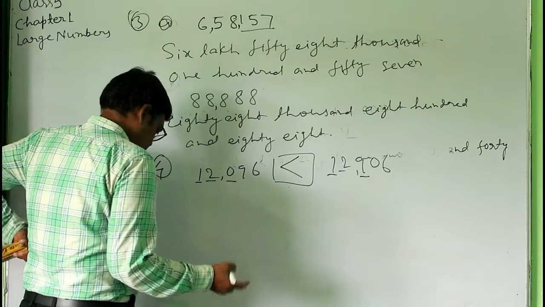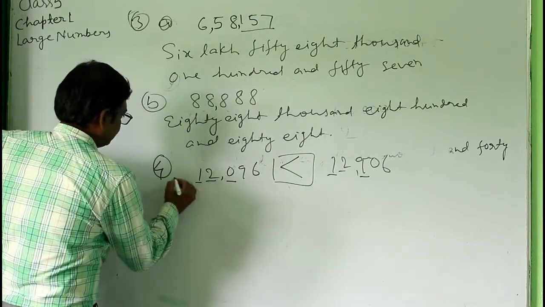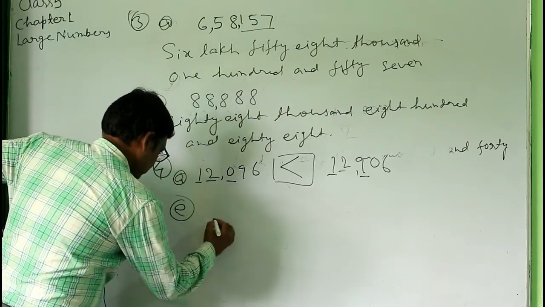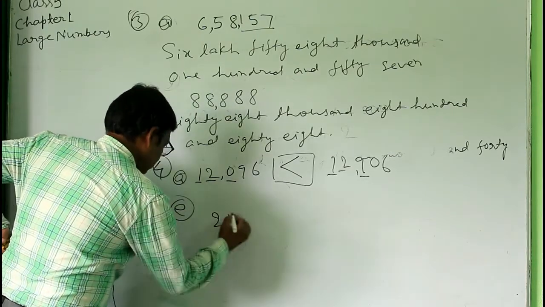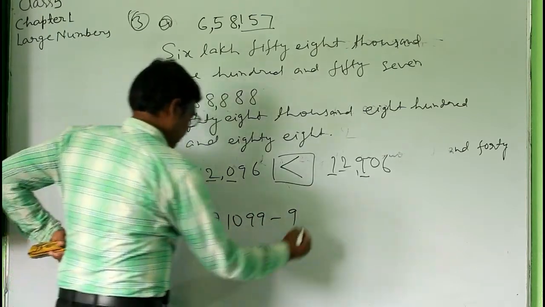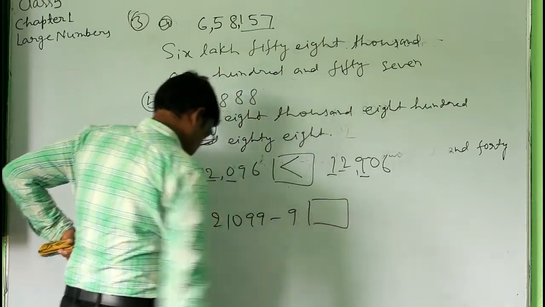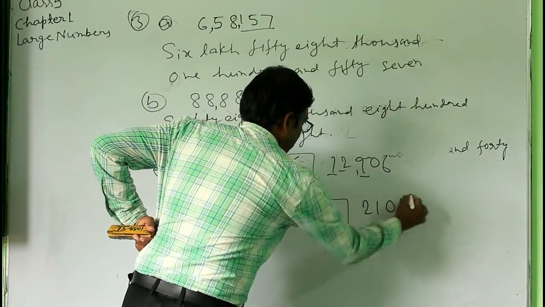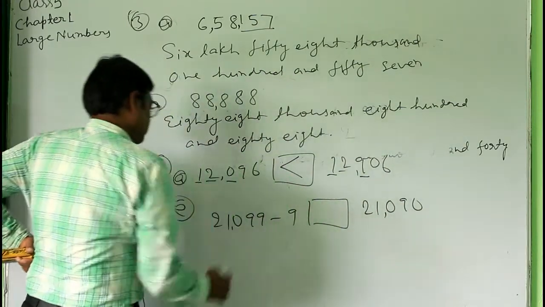Or I will take one more question like E here. Okay, this is A. Then take question number E here. So this is here 21099 minus 9, and there is a box in this case, 90. Okay, so this is the question here.